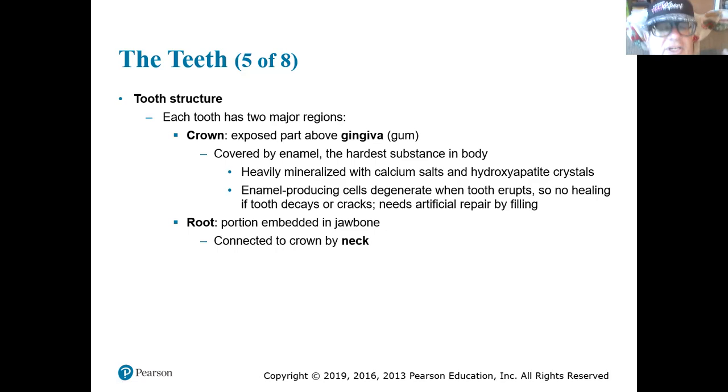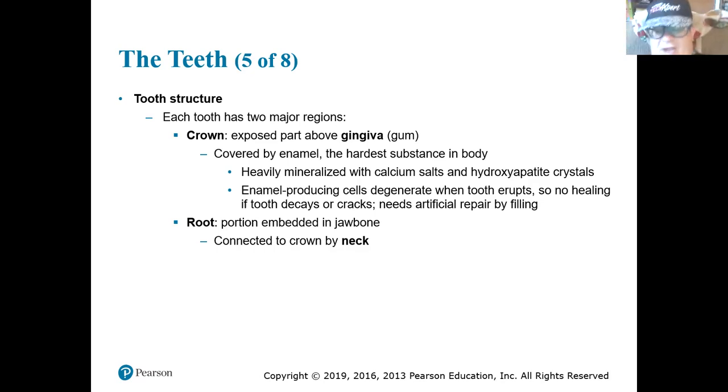Each tooth has 2 regions. We have the crown, that's the part above the gum, and we have the root, that's the part that's embedded in the jaw. I believe they call the part that's in the gum the neck, but we'll see. So the crown, it's covered by enamel, which is super, super tough, super hard. Full of calcium salt, hydroxyapatite. Enamel producing cells will degenerate when a tooth erupts, so there's no healing if you break a tooth.